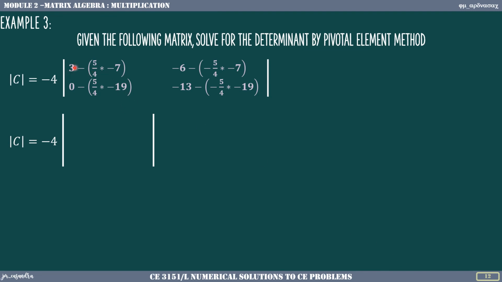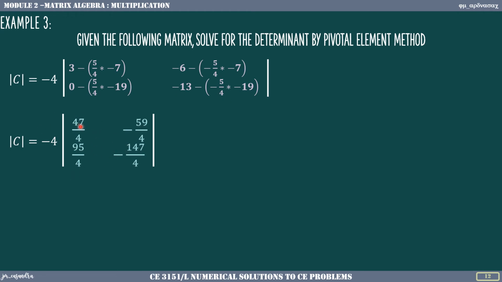Okay, so with that, we have negative 4. Simplify now our values. So 3 minus 5 over 4 times negative 7, we get 47 over 4. Then 0 minus 5 over 4 times negative 19 gives us 95 over 4. Negative 6 minus negative 5 over 4 times negative 7 gives us negative 15 over 4. Negative 13 minus negative 5 over 4 times negative 19 gives us negative 147 all over 4.